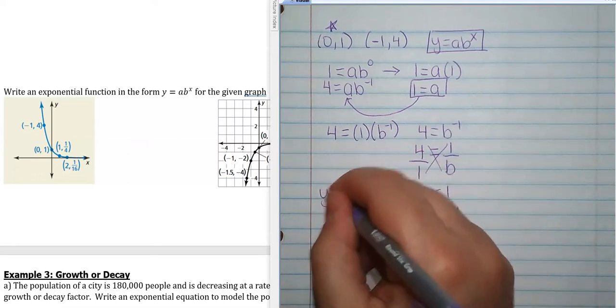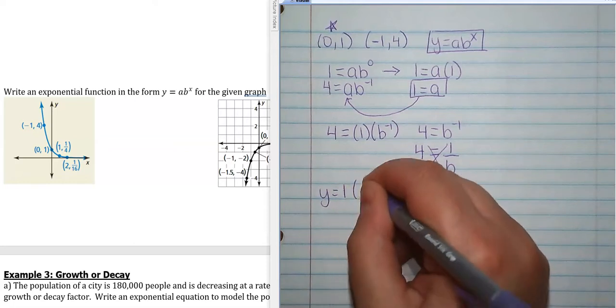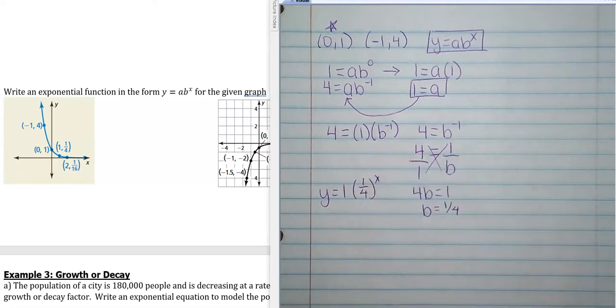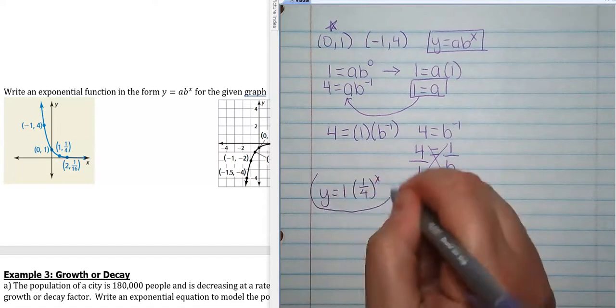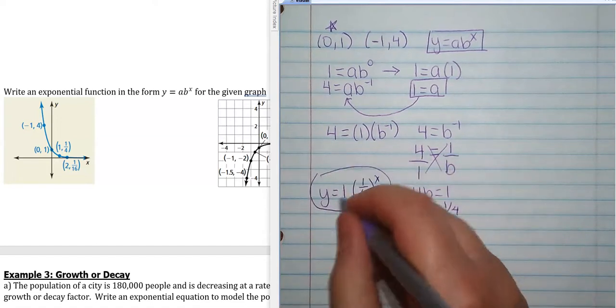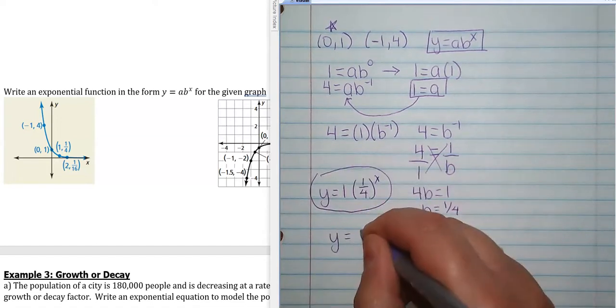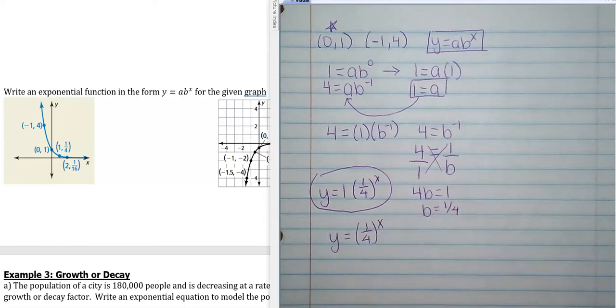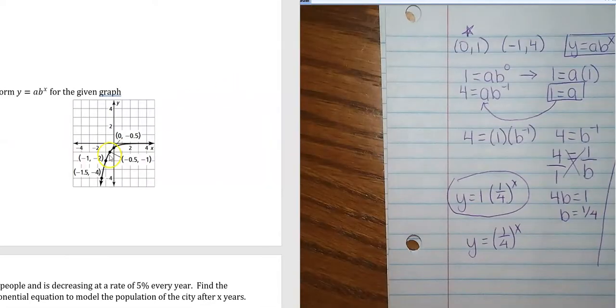So then my equation, y equals 1 times 1/4 to the x, the ab to the x format. Now, honestly, you don't need to write the 1 in front. If you just want to write y equals 1/4 to the x, that will work as well. Then I'm going to have you guys just ignore that other graph to save a little time, and I'm going to go ahead and move on to page 2.